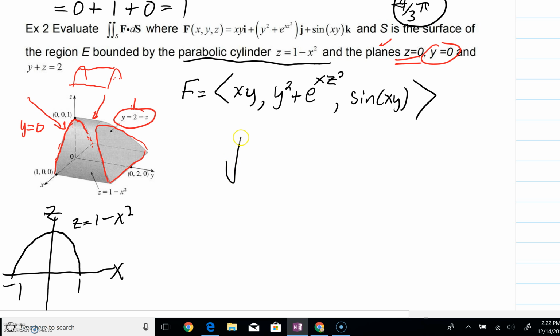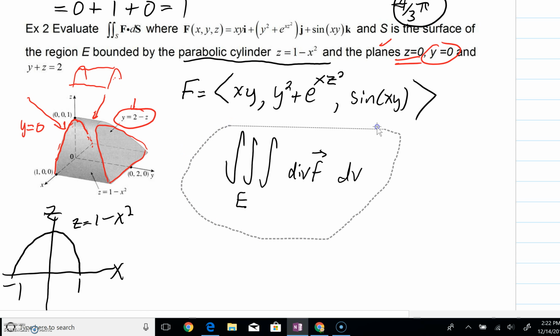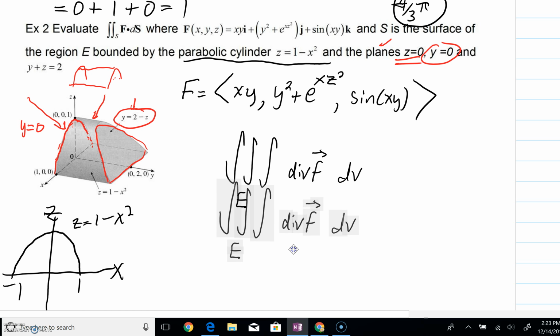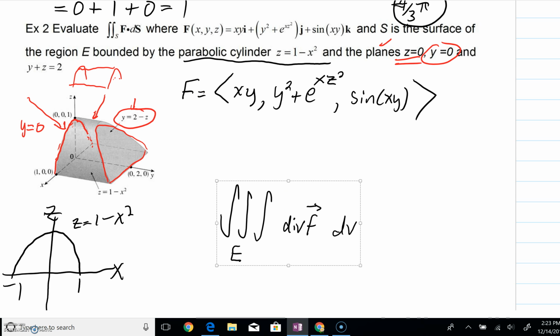So we're going to say, look, rather than work out the flux, let's instead try to work this out: the divergence of f evaluated over this triple integral, the triple integral over the solid E. Maybe, just maybe, that's easier. And indeed it is. But let's go ahead and first find the divergence of f, that's going to actually go pretty quickly. I'm going to slide this down a little bit.